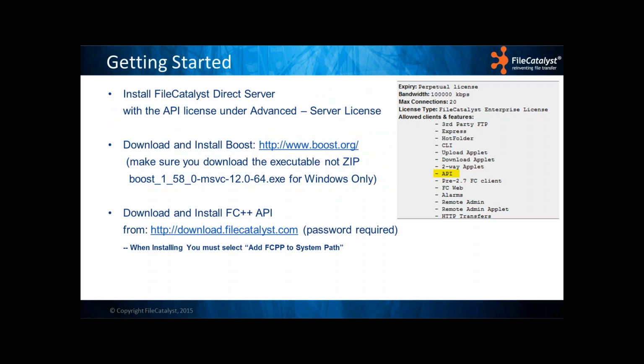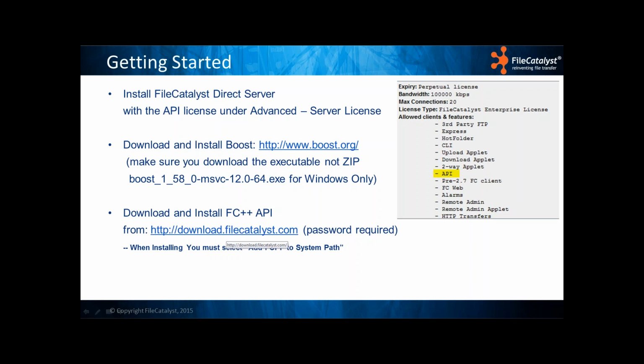I just want to show you a few prerequisites, what I've done. So I've installed my FileCatalyst Direct server. I did set the API license for it under Advanced Server License to API. You can see here a screenshot. I downloaded Boost. I'm running this on Windows, so I must download this version of Boost, 1.58. I got the 64-bit. If you're on 32-bit Windows, then you'll need the 32-bit. And I downloaded also our FileCatalyst C++ API from our download site.